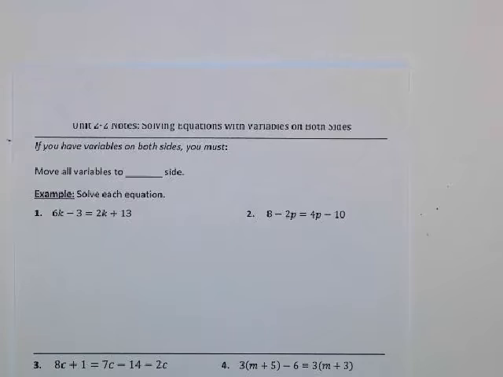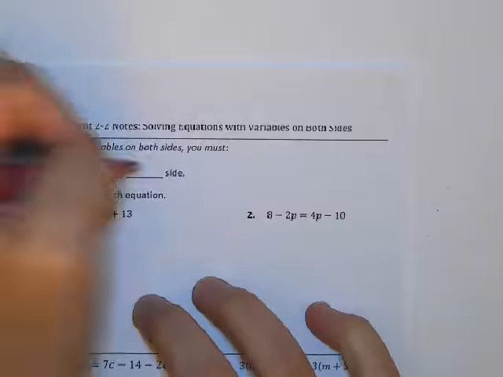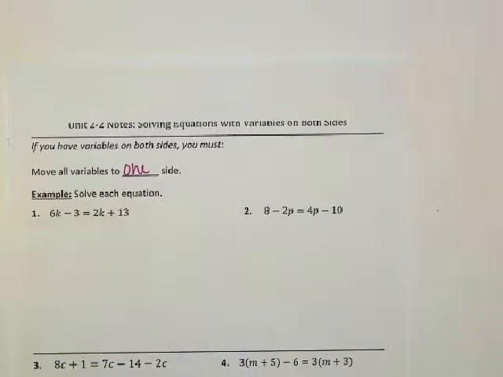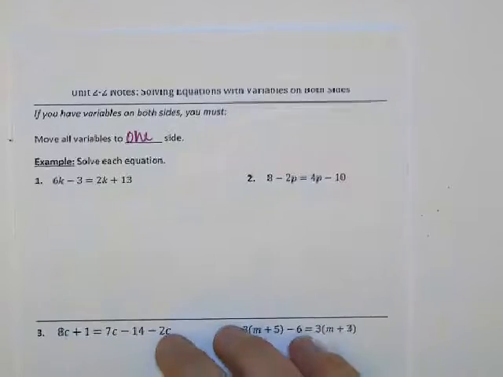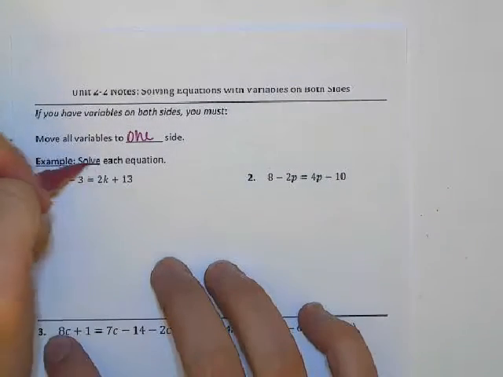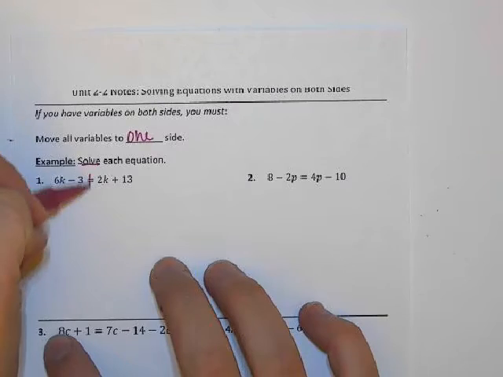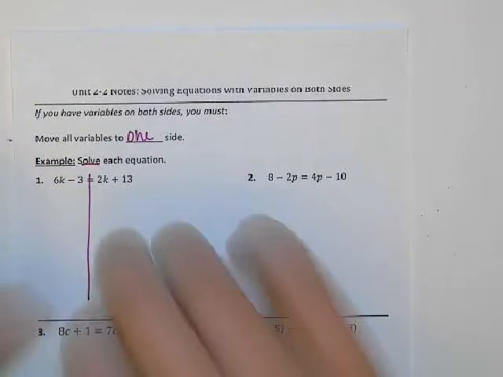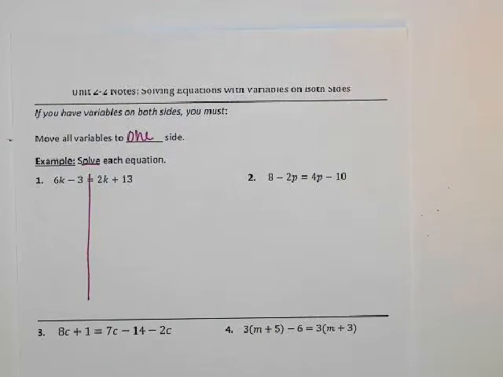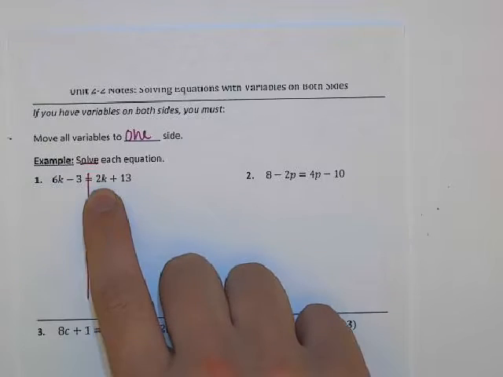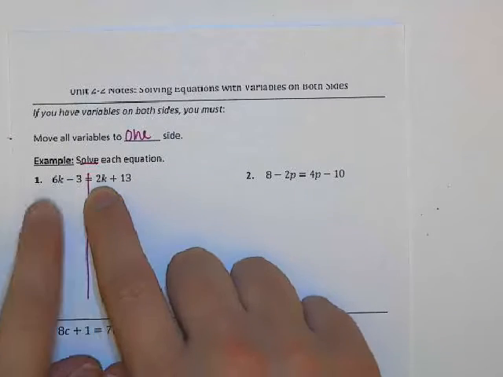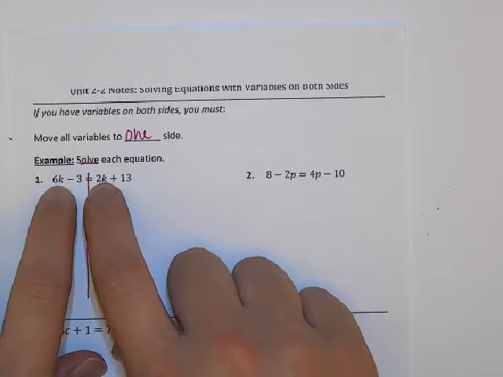It says, if you have variables on both sides, you must move all variables to one side. Solve each equation. So notice on number 1, I'm solving. If I'm solving, the first thing I do is draw my line. And the new part today is that my variable is a k, and I've got a k on both sides of the equal sign.